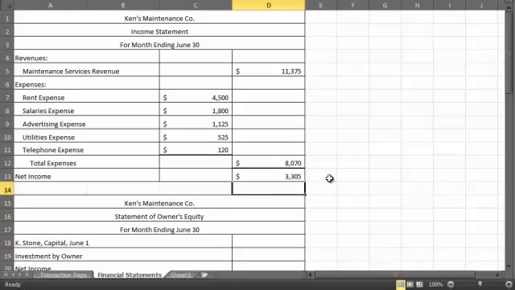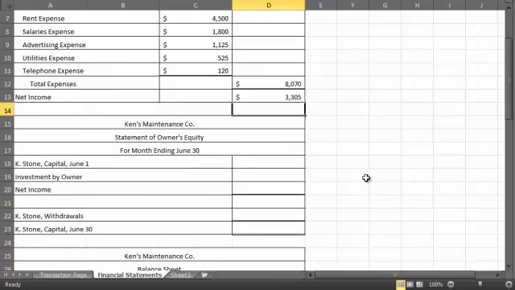Now the reason we complete the income statement first is because we know that revenues increase equity, expenses decrease equity, but the combination or the net income, net effect, either is an increase or decrease to equity. If it's net income, that would be an increase. If it was a net loss, we would decrease it. But since we have the income statement completed, we want to go straight to the statement of owner's equity, take this net income of $3,305 and put it right here next to net income.